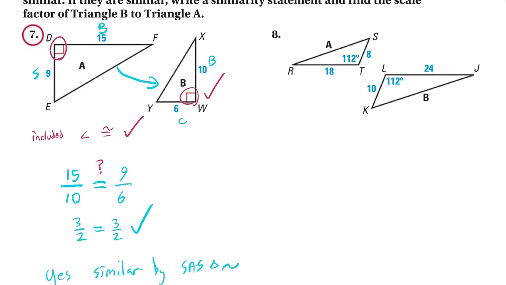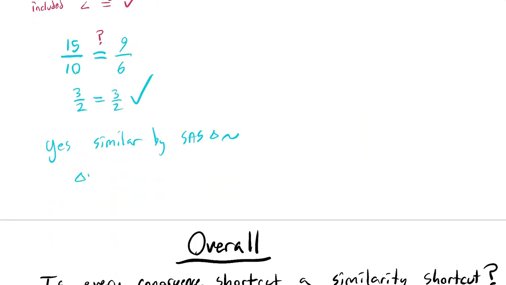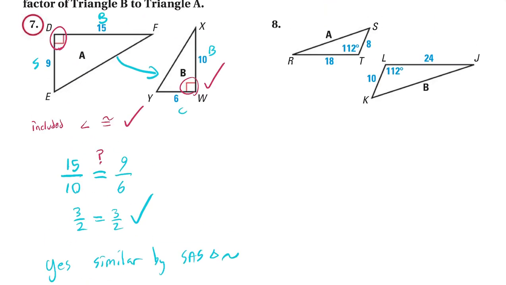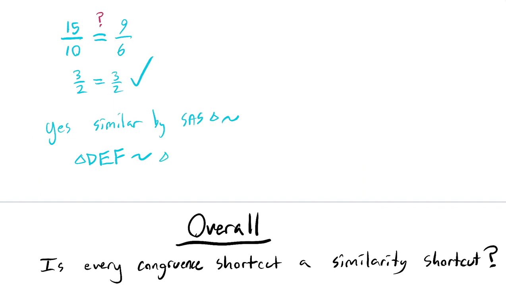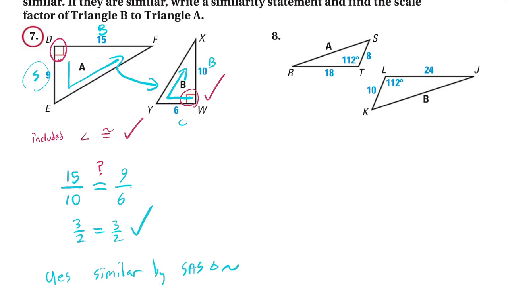Okay, now let's actually figure out the order. So on the left, I'm going to just make up an order. I'm going to say triangle DEF is similar to, and let's see, so D to E to F, that was right angle, across small side, and then hypotenuse. Okay, so right angle, small side, hypotenuse would be WYX. WYX. Groovy.